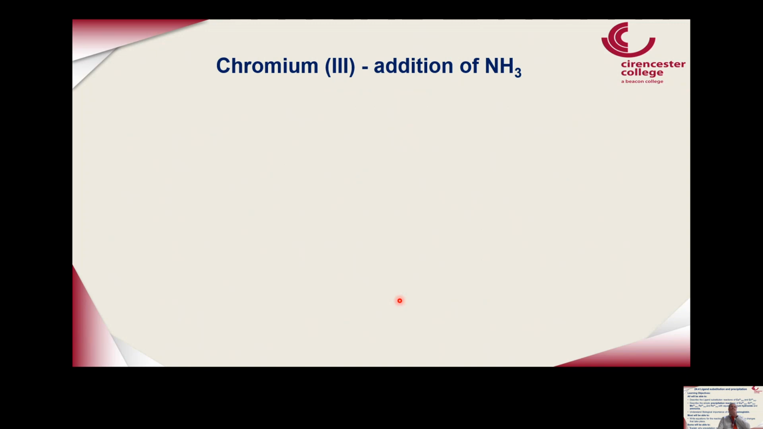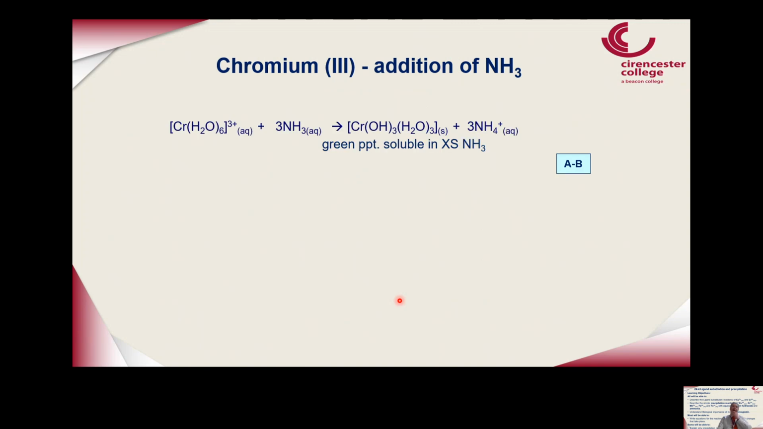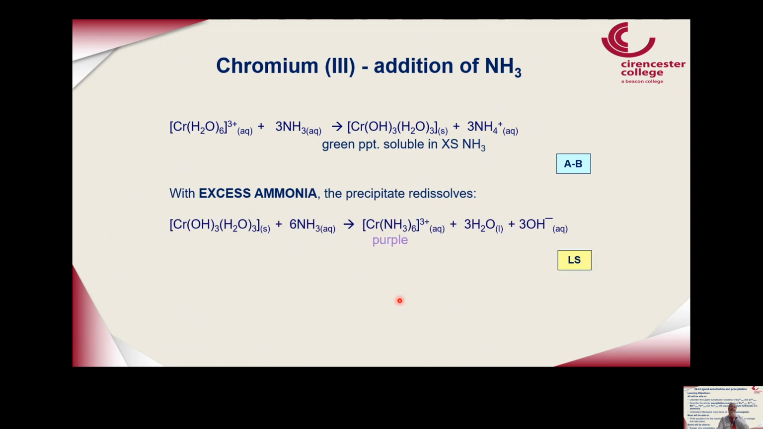If we add ammonia, then we get a green precipitate, and again, it's also soluble if we add excess ammonia. First off, we create the triaqua trihydroxy chromium 3, if we name it properly. If we add excess ammonia, that redissolves, so we actually replace all the ligands with ammonia. And that gives us a purple color.